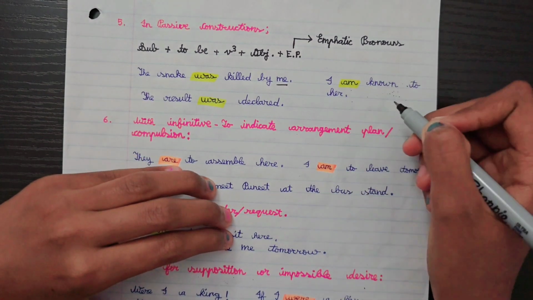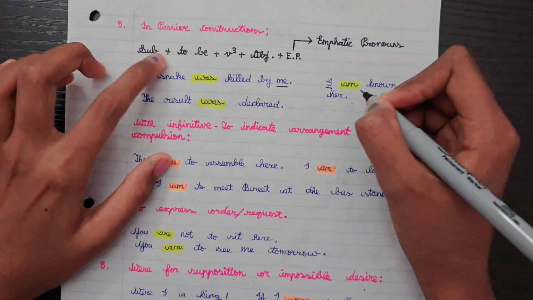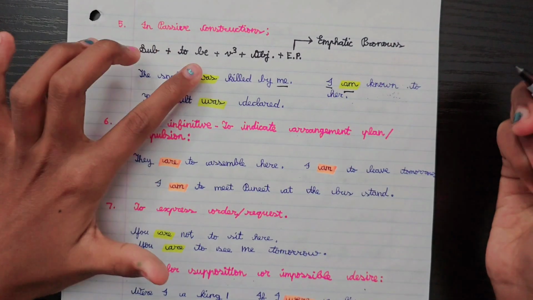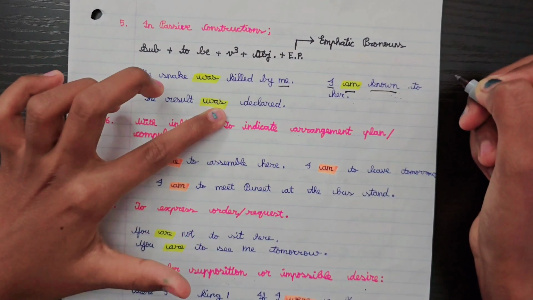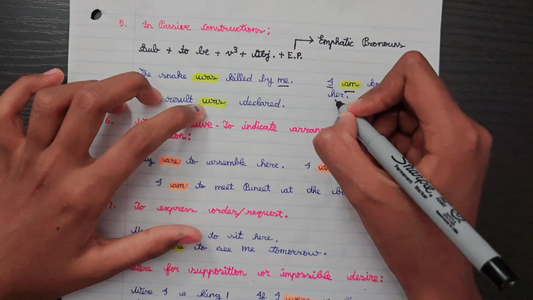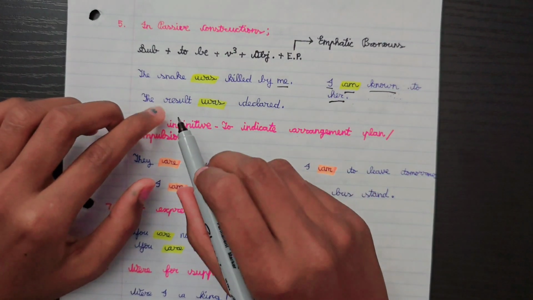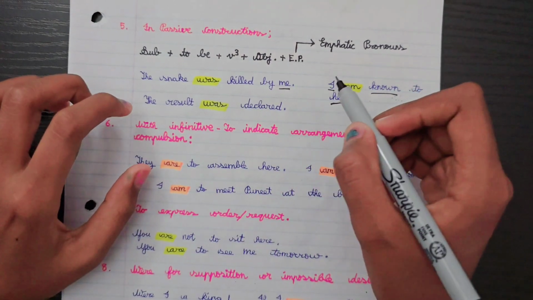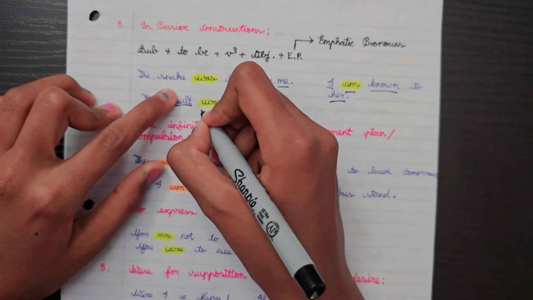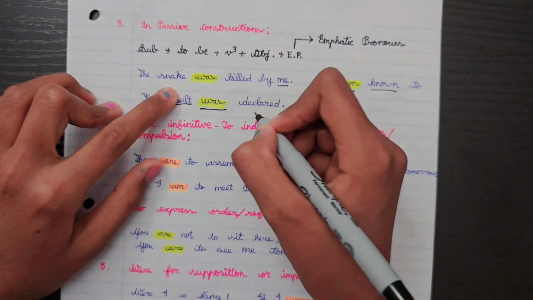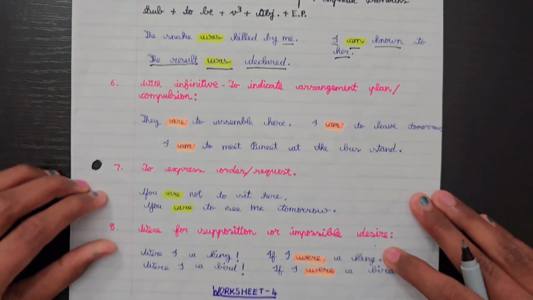Let's see another sentence. I am known to her. In this sentence, I is the subject, am is the to be form, known is the verb. There is no object in the sentence, but there is an emphatic pronoun, which is her. Let's see another example. The result was declared. In this sentence, the result is the subject, was is the to be form, and declared is the verb.